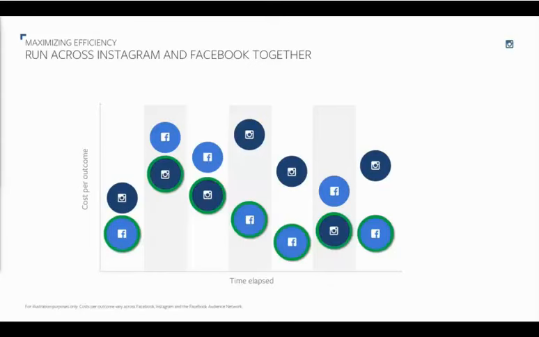When you opt into placement optimization and run across both platforms together, we're able to deliver impressions efficiently across the combined inventory of Facebook and Instagram. So as your campaign runs, you should get the lowest possible cost per outcome wherever it's available, whether that's on Facebook or on Instagram. And that's what the highlighted green circles here represent. This means when you opt into placement optimization, your overall cost per outcome should be lower versus running on Facebook or Instagram separately.